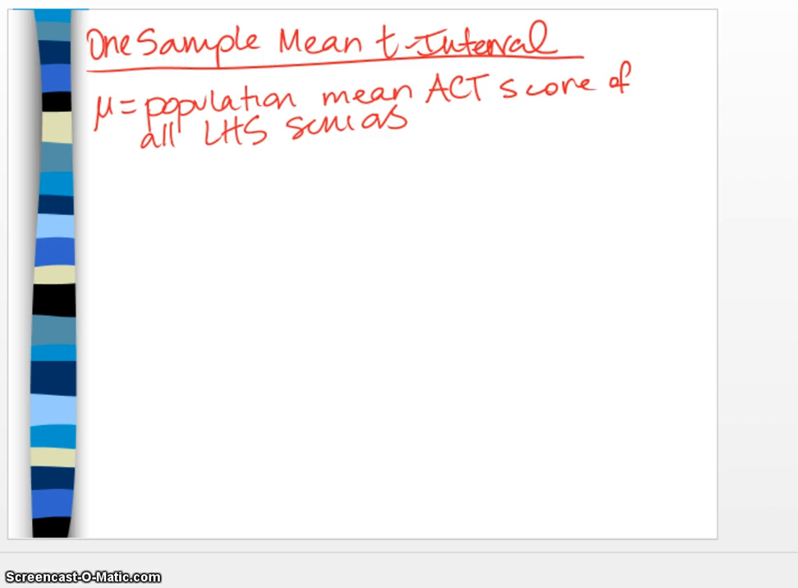Then we have our conditions. We have 3 conditions that must be met in order to complete this interval. The first is a simple random sample. And we are told that the seniors came from an SRS. So on number 1, we are going to say we are given that the seniors came from an SRS.